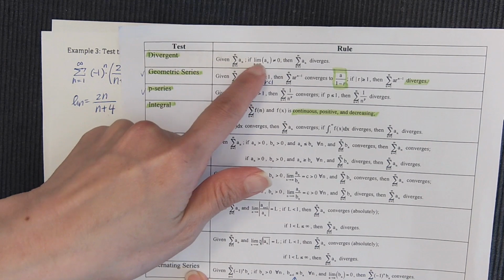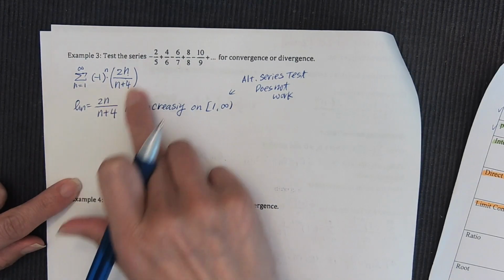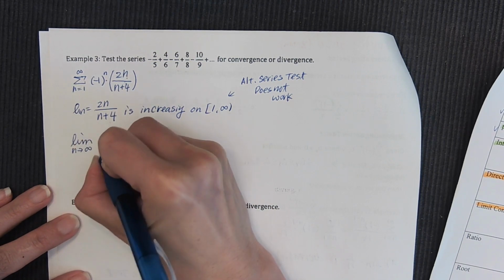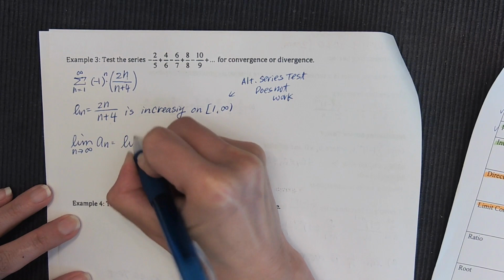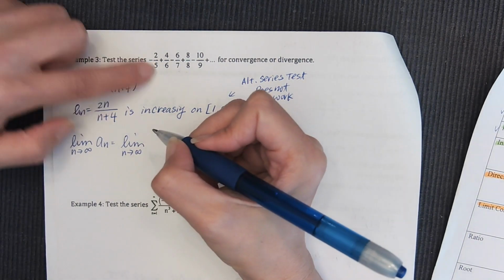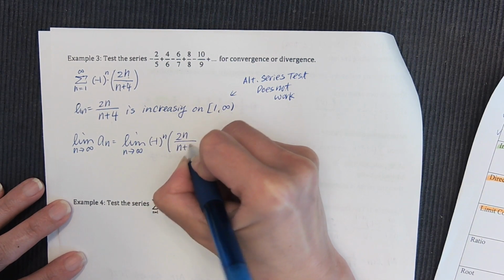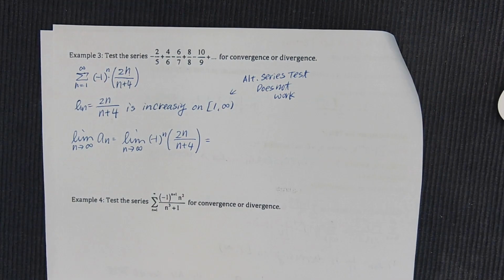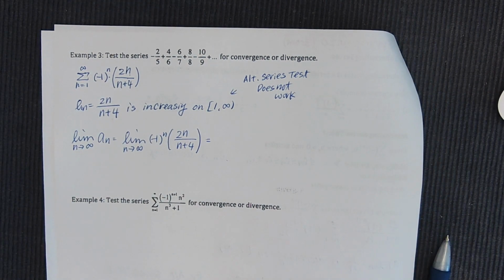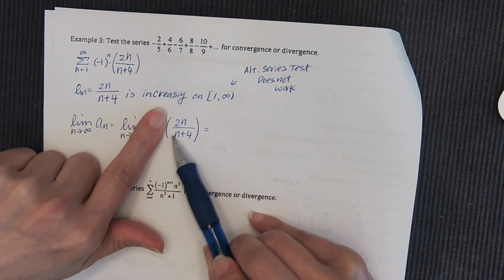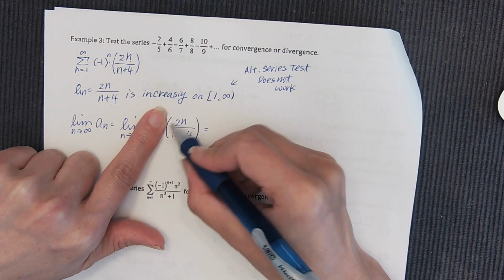Oh, let's take the limit. Okay, I'm gonna take that limit. So limit as n goes to infinity of a of n. Limit as n goes to infinity of the whole thing, negative 1 to the power n times 2n over n plus 4. Right. Now let's think about what the limit is in this case. 2? Yeah, this part is 2 over 1, right? Because same degree. Oh, it's a 2.